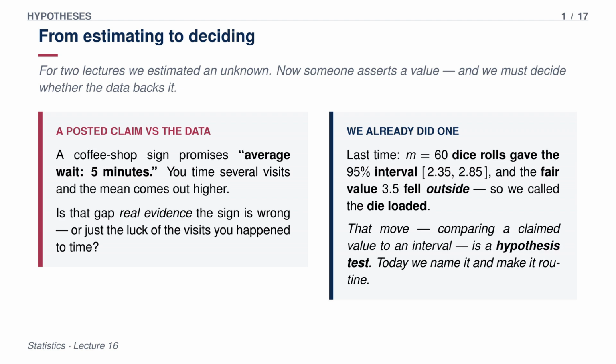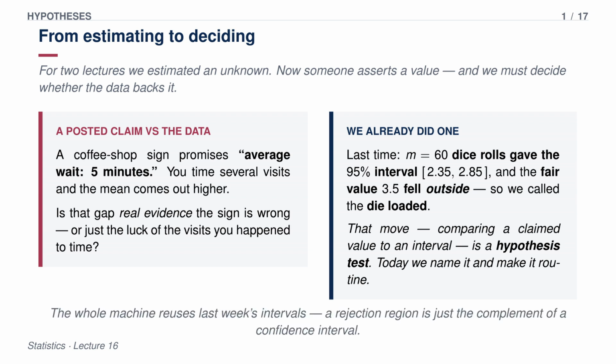And here's the reassuring part. We already ran one of these last week without naming it. 60 dice rolls gave a 95% interval from 2.35 to 2.85. The fair die value 3.5 fell outside that interval, so we called the die loaded. That move, comparing a claimed value to an interval, is a hypothesis test. Which is the headline for today. The whole machine reuses last week's intervals. A rejection region is just the complement of a confidence interval. Nothing new under the hood. We're just reading the interval a new way.